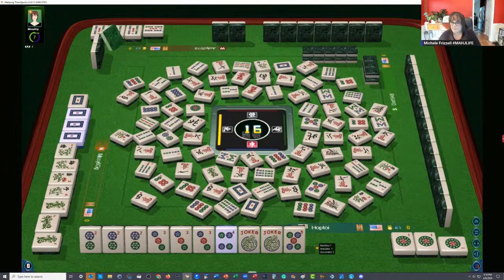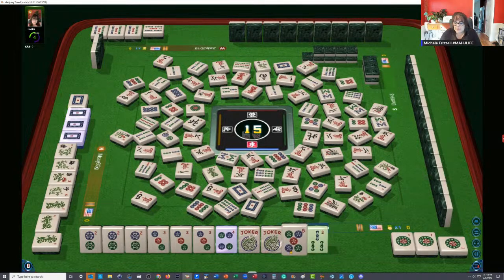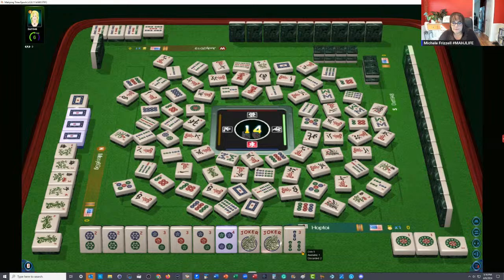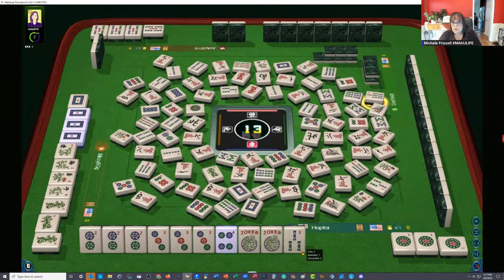4 characters. 9 characters. A 3 bam. 5 dots. We have 3 more picks. 1 character. 4 more picks. No, 1, 2, wait, 1, 2, 3 more picks. We get 3 more picks and we have 7 bamboos. 1 discard. I'm hoping we're going to draw a 4.